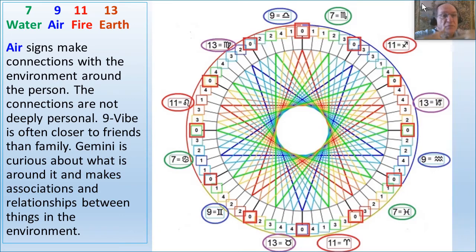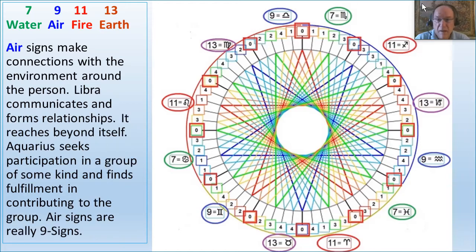I'm going to make friends with that world out there. I'm not going to just live in my home. I'm curious about it all. Not in any deep, heavy, metaphysical way. Nine is not that way. And then Libra, of course, is forming the relationships. That's what Libra is, a nine vibration quality as well, of relating, communicating, connecting.